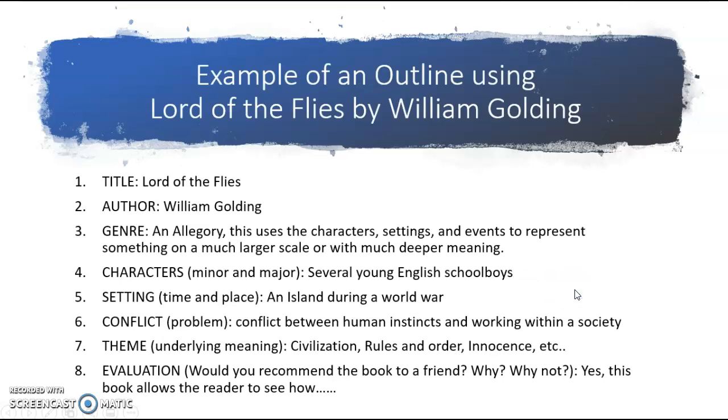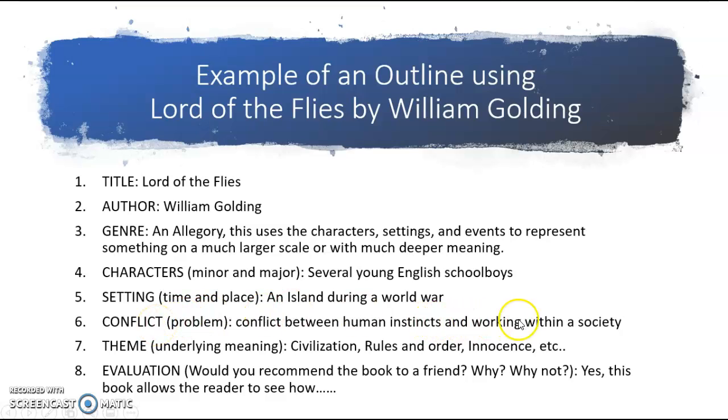Next, I provided a simple example of the outline that I've given you with the book Lord of the Flies. Since we've read this already in the fall semester, I'm pretty sure you'll be able to follow along very easily. Simply enough, we have the title, the author, and the genre we've discussed as an allegory, which uses the characters and setting to represent something much bigger. Our characters being the boys, our setting in place, World War, a deserted island.